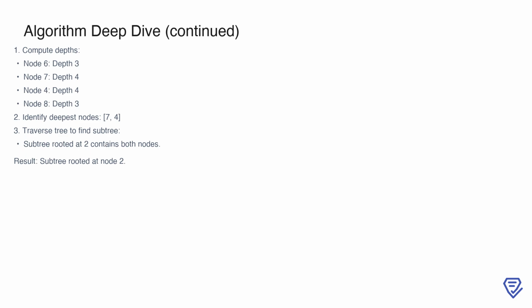For instance, node 6 is at depth 3, while nodes 7 and 4 are at depth 4. This makes nodes 7 and 4 the deepest nodes. Next, we perform a post-order traversal to determine the smallest subtree that contains these nodes. In this case, the subtree rooted at node 2 includes both nodes 7 and 4, making it the smallest subtree that satisfies the conditions of the problem. This demonstrates how the algorithm efficiently identifies the result by combining depth computation with a recursive traversal to propagate information about the deepest nodes up the tree.